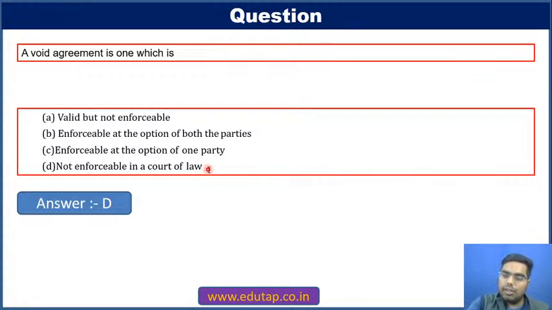Ria has also answered. Ria has given option A. It cannot be A. There are a lot of examples of void contract, and a void contract can never be enforceable in a court of law.